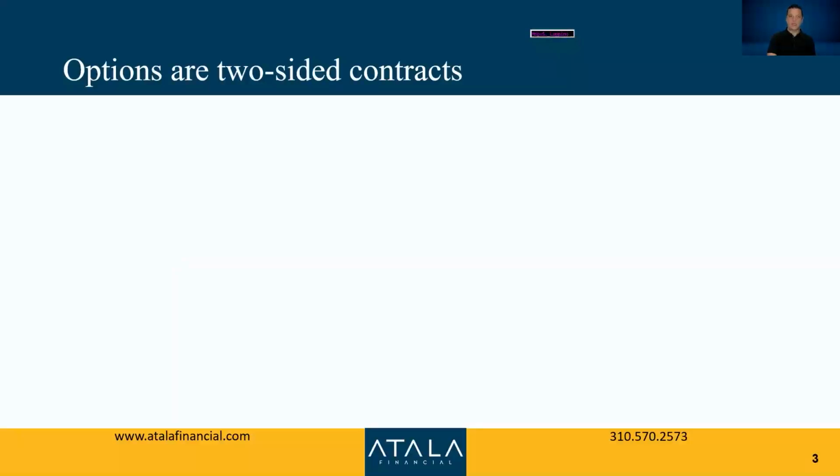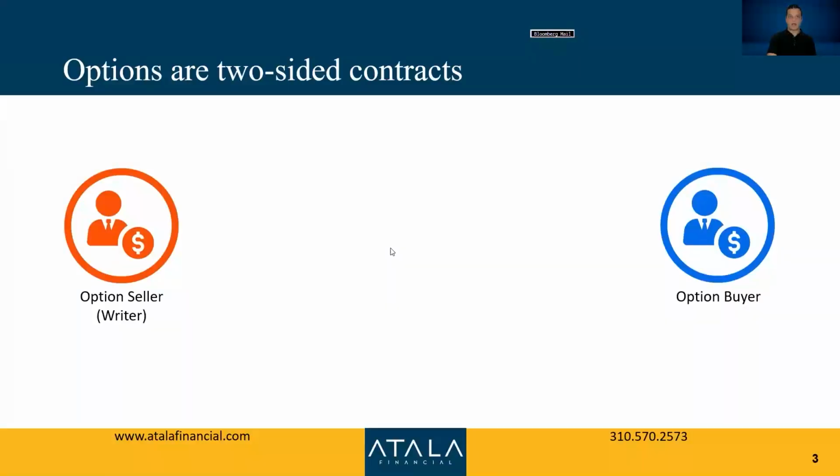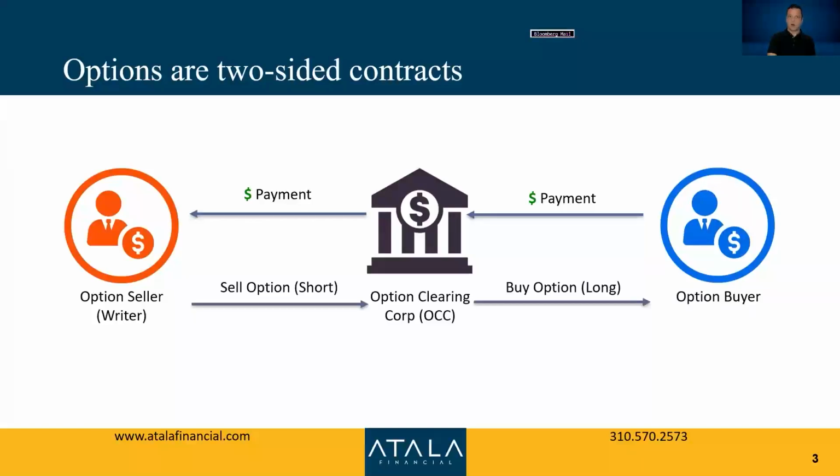Options are a two-sided contract. On one side, you have the option seller who sells the contract and is also called the writer. On the other side of the contract is the option buyer, who's buying the contract from the seller. However, in between them is the option clearing corp. They facilitate these transactions. The option buyer makes the payment to the option seller, who in return sells the option to the buyer and is called short the option, and the buyer who owns the option is considered long.